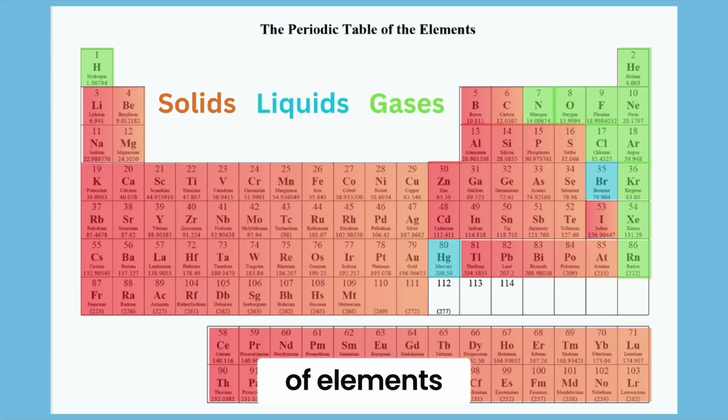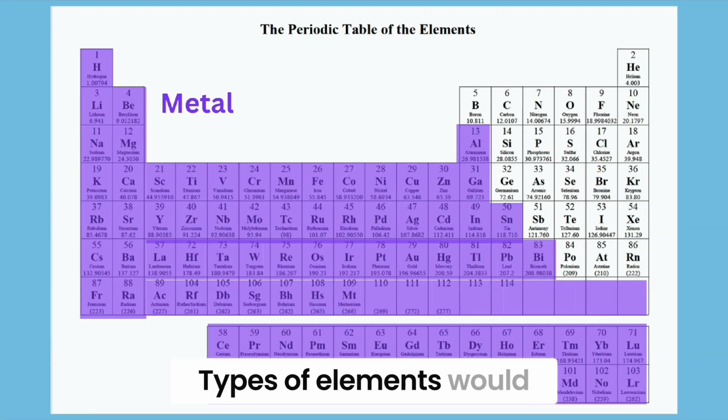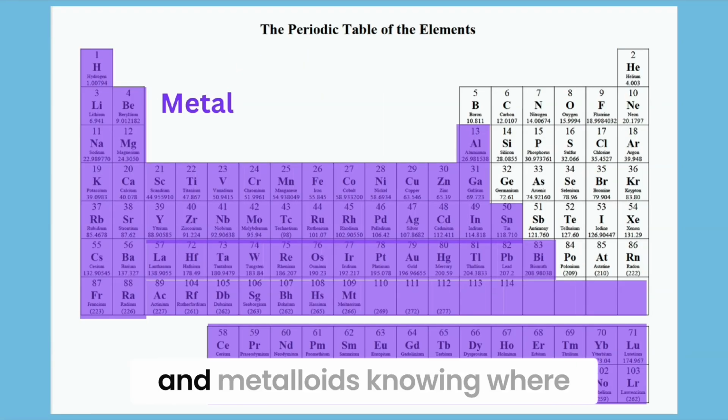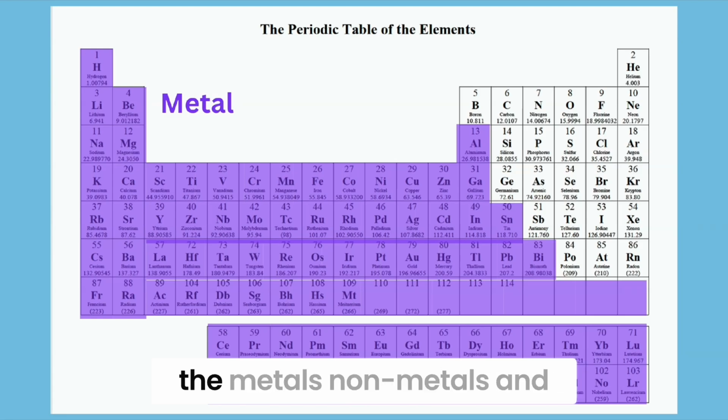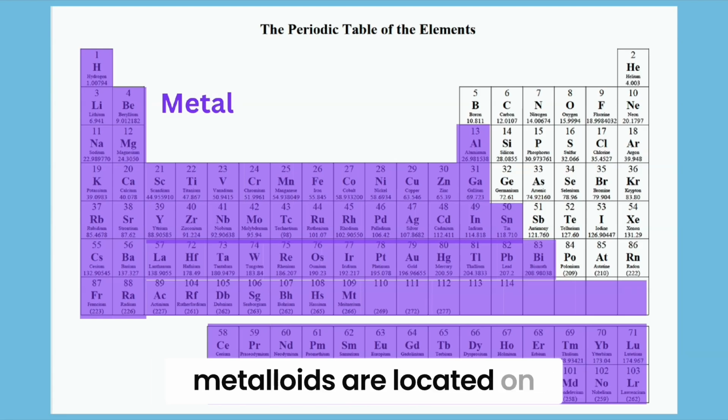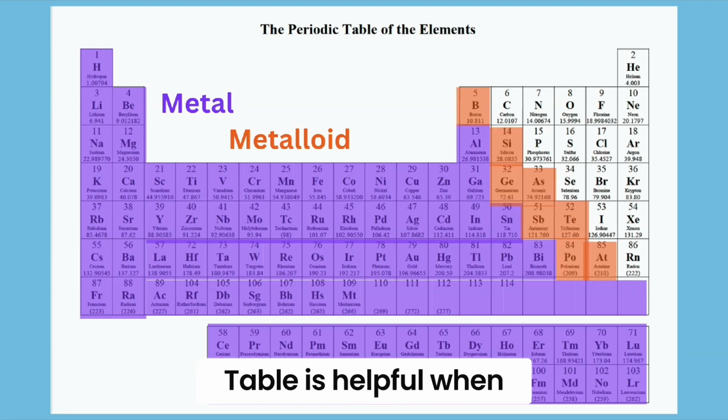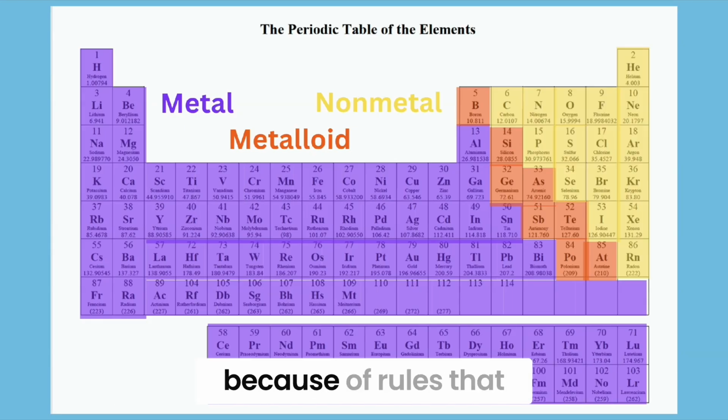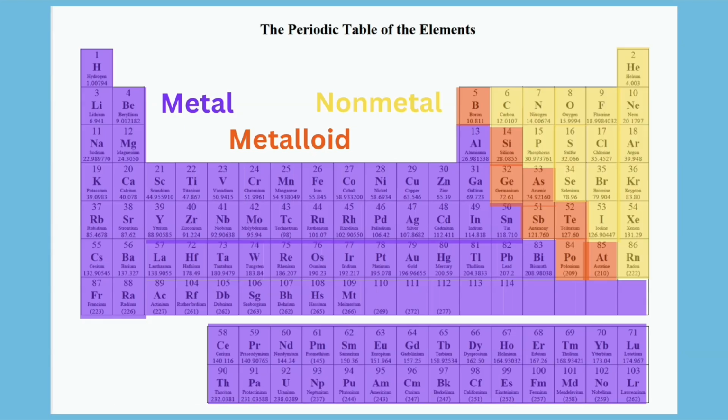Next, you have types of elements. Types of elements would be your metals, nonmetals, and metalloids. Knowing where the metals, nonmetals, and metalloids are located on the periodic table is helpful when you're dealing with nomenclature because of rules that you want to follow.